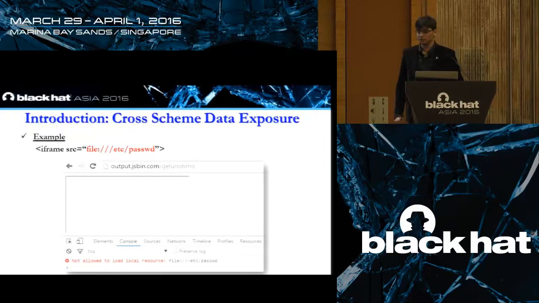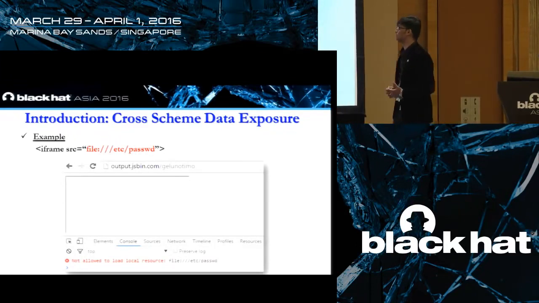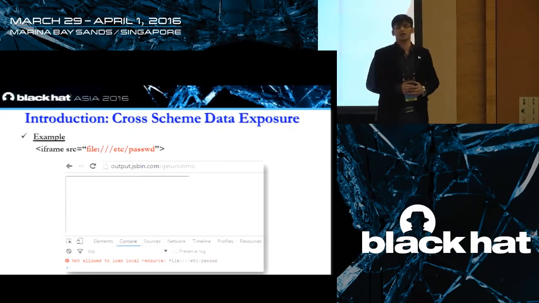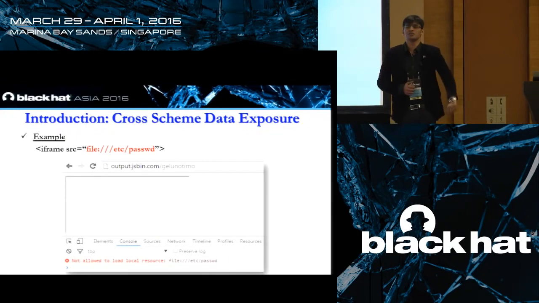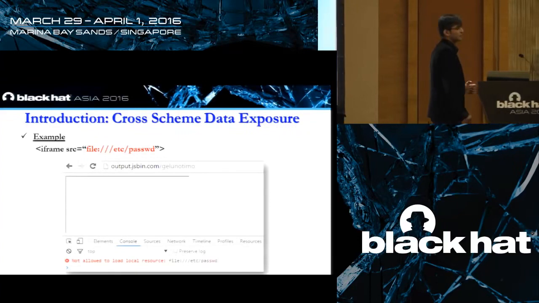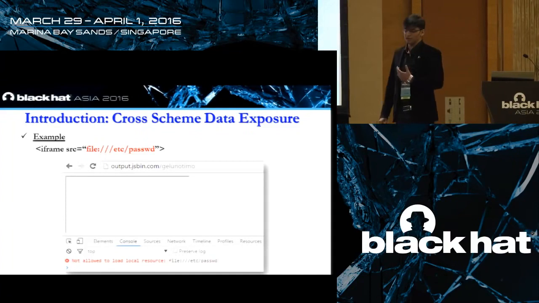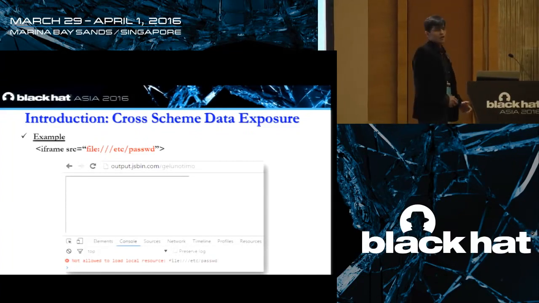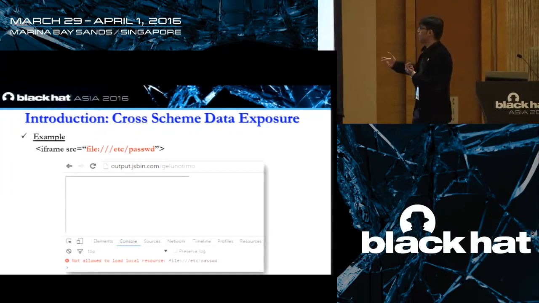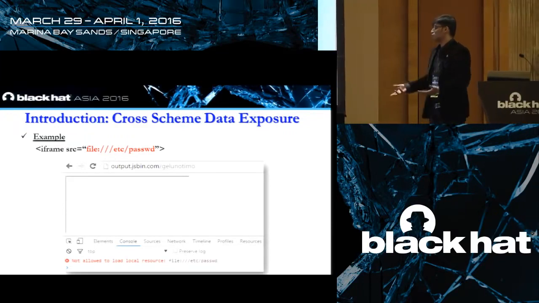Cross-scheme data exposure, this is a term that I have personally coined. This is actually a subset of a same origin policy bypass. A cross-scheme data exposure vulnerability occurs when a scheme, say HTTP, is able to access another scheme, say the file scheme. This is a kind of same origin policy bypass, but I would like to call it cross-scheme data exposure. So in this case, we are trying to frame the /etc/passwd file using the file scheme, and the Chrome console has this message that we are not allowed to load local resource.